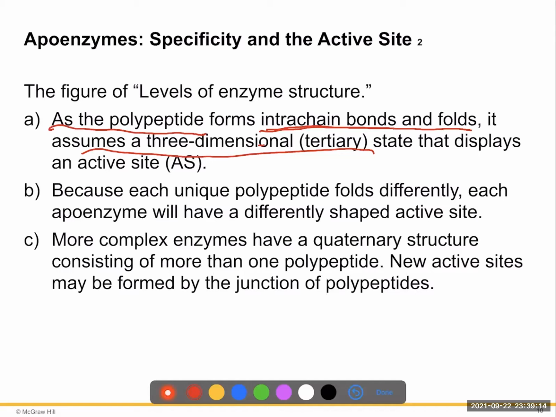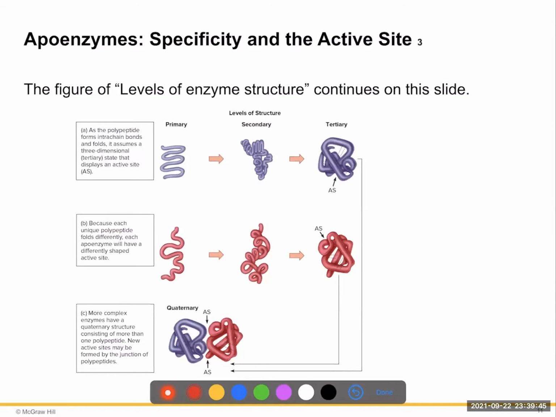Because each one is kind of unique with how it forms, with the different hydrogen bonding, it's going to form a different shaped active site with each one. So there can be different shapes for each different enzyme that would catalyze certain reactions from different substrates. The more complex enzymes will form coordinate structures, which are just your tertiary structures binding together. Okay, so it's more than one polypeptide. You form new active sites by the binding of these junctions of the polypeptides, and you get your coordinate structure.